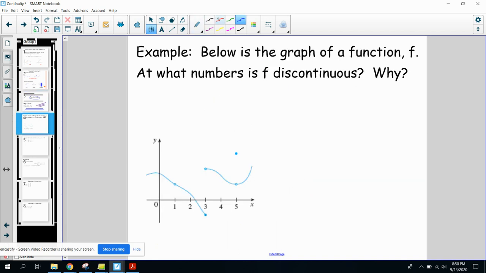The first point of discontinuity we see on this graph as we're drawing it from left to right is that we have a hole at 1. So I'm just going to put a little 1 here. The first discontinuity is when a is equal to 1.